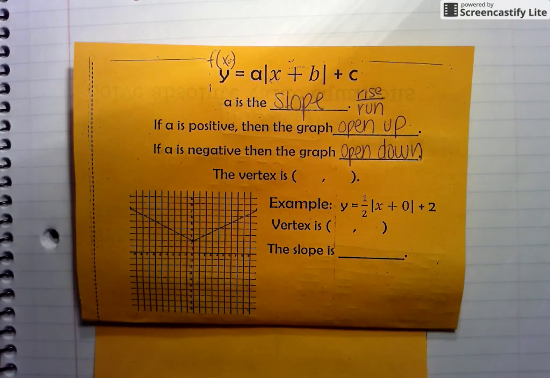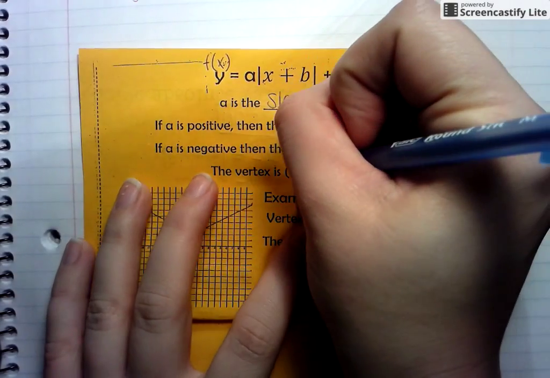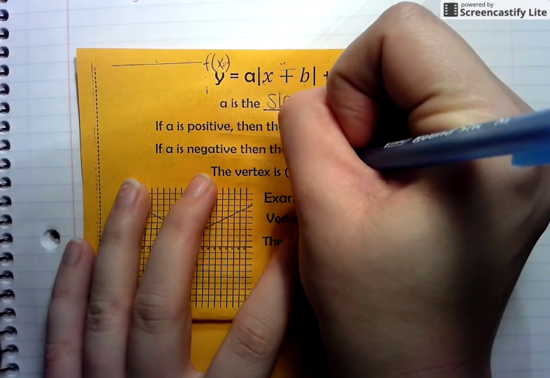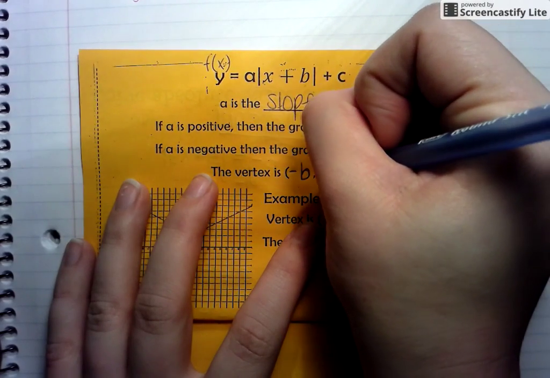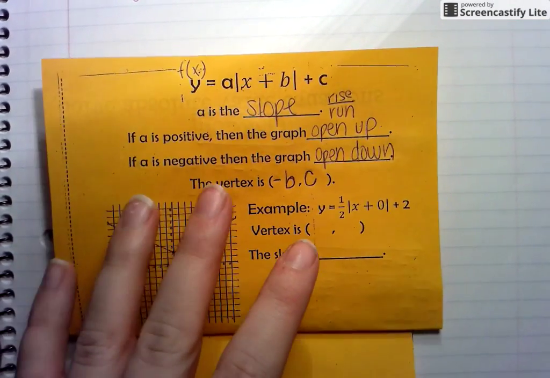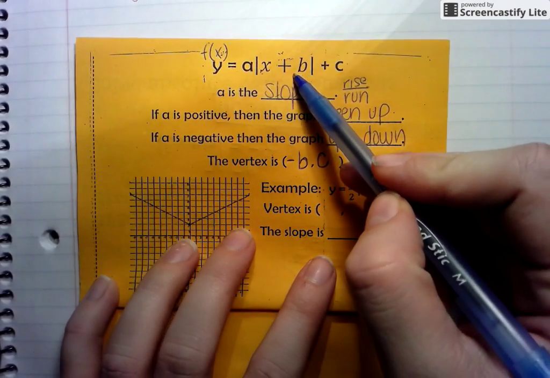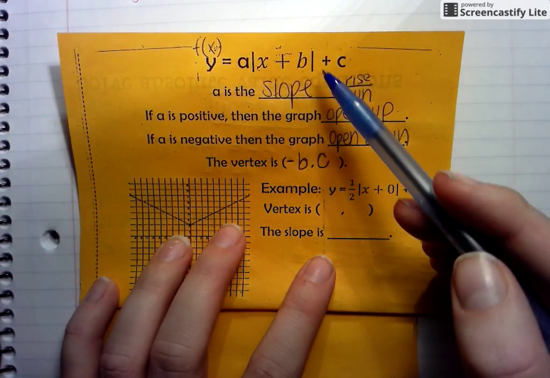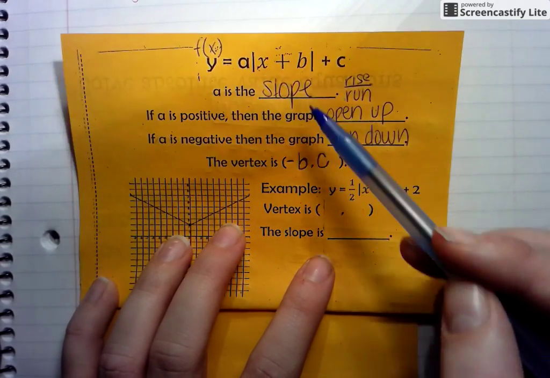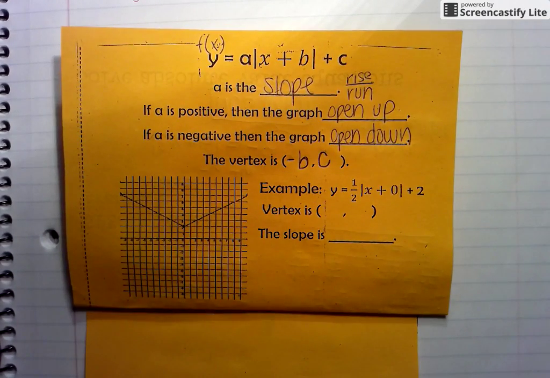Now your vertex is always going to be your b and your c. So it's going to be the opposite of your b, comma, whatever your c value is. Your b value is what's going to be changing, so it's the opposite of that value. So say this is a positive 4, then your vertex is going to be negative 4. If this is a negative 4, this is now going to be a positive 4 because it's the opposite of.